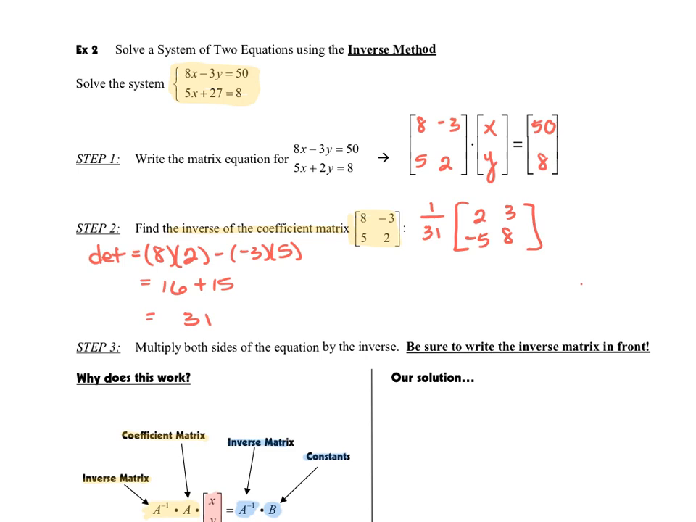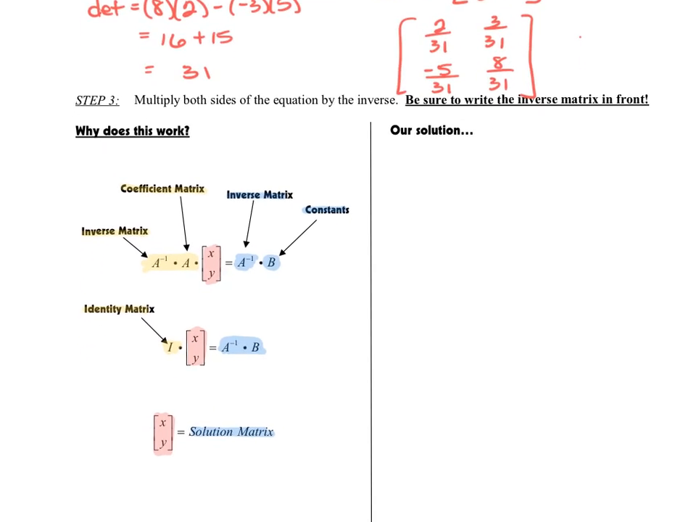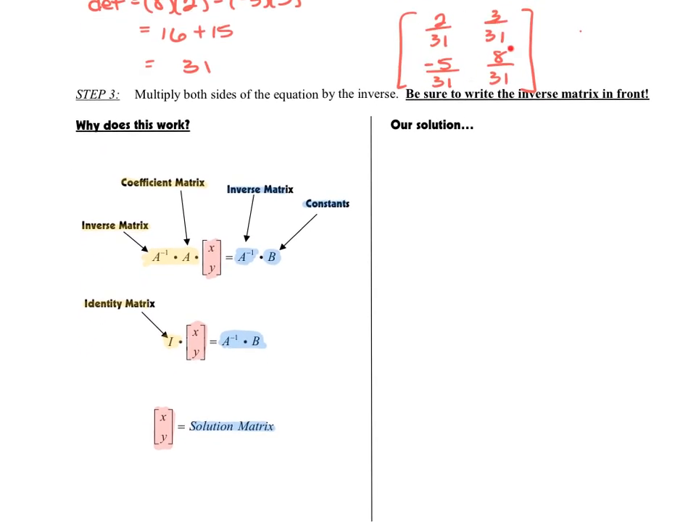When I distribute that scalar, this is going to look pretty bad, but don't worry, it all turns out pretty nice in the end. I get a 2 over 31, I get a 3 over 31, a -5 over my 31, and my 8 over my 31. So it looks pretty bad, but don't worry, it's going to turn out nice by the time we're done. So that is the inverse of the coefficient matrix, which means that if we took that inverse and we put it right here, and then we took our original coefficient matrix and we did that product, we'd get the identity matrix, okay?